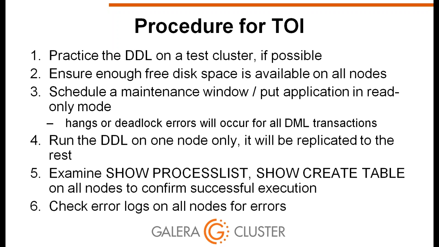So then you run the DDL on a single node only, and it will automatically be replicated to the rest of the nodes. And as mentioned before, once you're done, make sure that the show process list looks okay. Make sure that the flow of queries through the cluster has been properly restored. Make sure that the show create table statements on all the nodes for the table that you have just modified return the expected output, and that this output is identical on the nodes. And you can also check for any errors in the error logs.